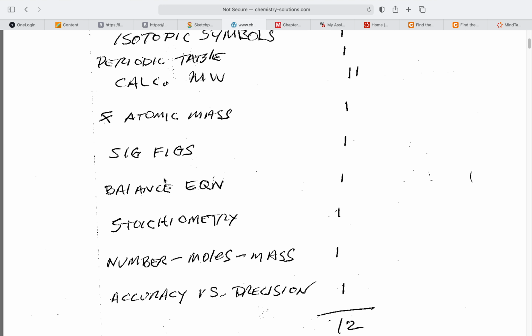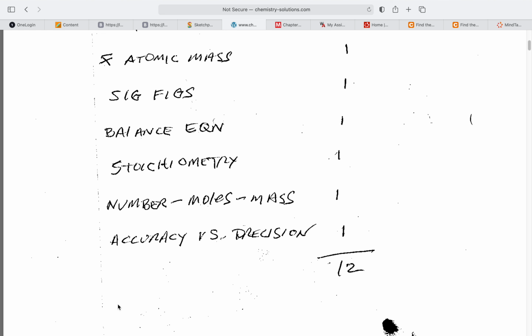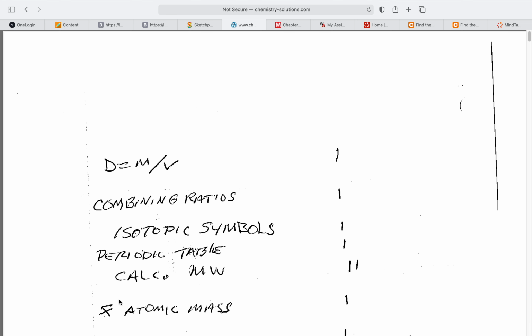We've gone over sig figs, we need to go over balancing equations, stoichiometry, and numbers, moles, mass, and we have gone over accuracy and precision. I'm also going to add a video on empirical formula because we did a practice on that in class today for our review. I feel like that's important. So molecular weight should be a fairly quick video here.